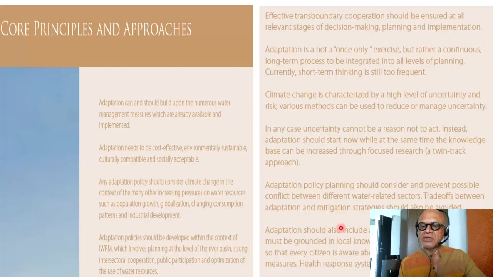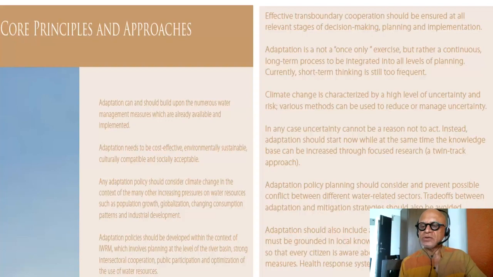Trade-offs between adaptation and mitigation strategies should also be avoided. It's not one or the other. It's not a zero-sum game when it comes to adaptation and mitigation. You need to reduce emissions, reduce your GDP energy intensity and carbon intensity of the energy, and also adapt to the impacts that are expected to continue to happen or get worse.